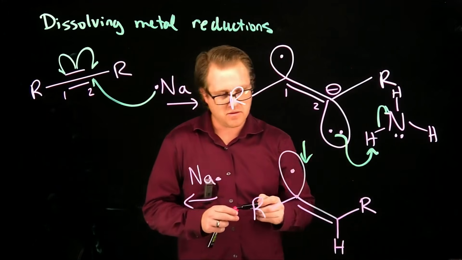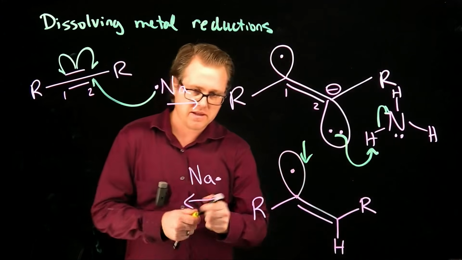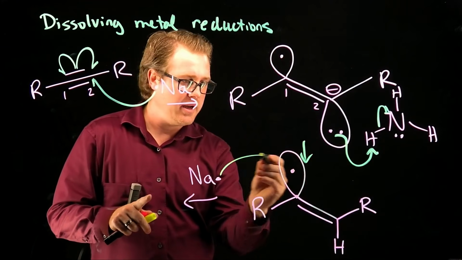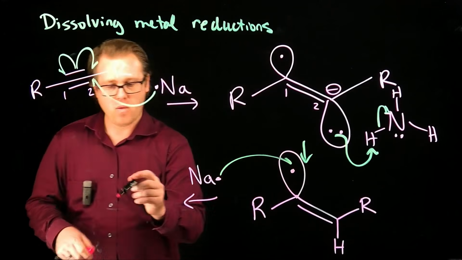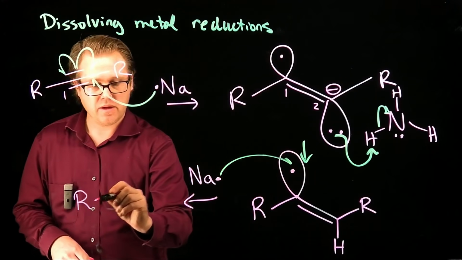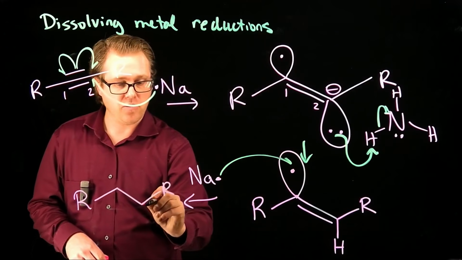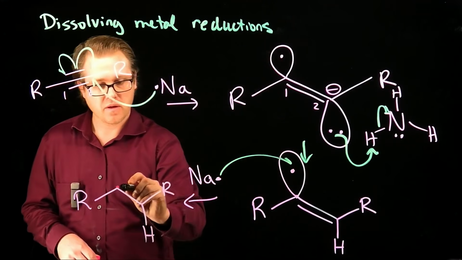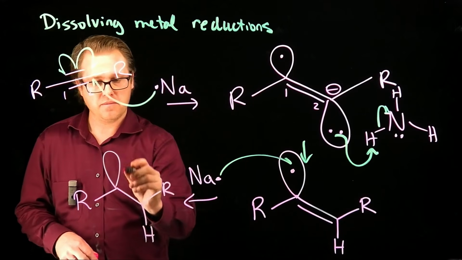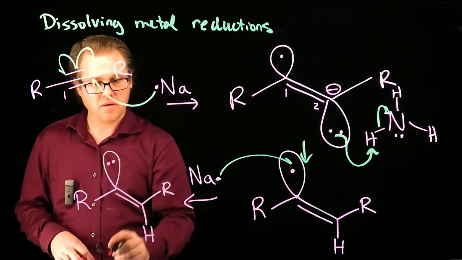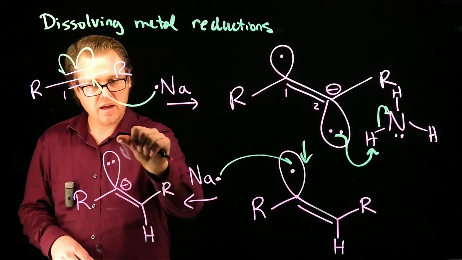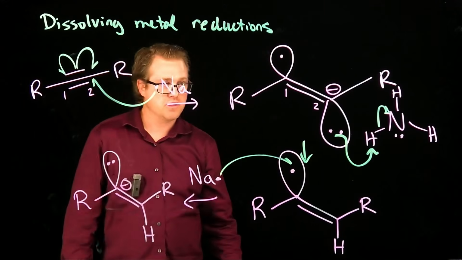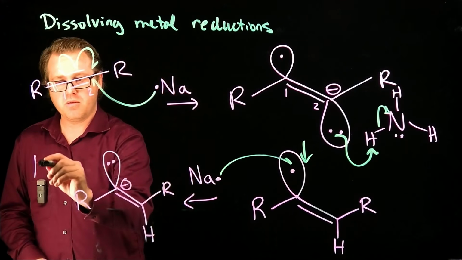It's still a radical there. And so this sodium is going to donate its one electron there. And why is it going to do that? Well, it's going to give it a full-blown negative charge right here. So that's going to be negative. The carbon is going to be negatively charged. And then you can do another proton transfer with liquid ammonia.